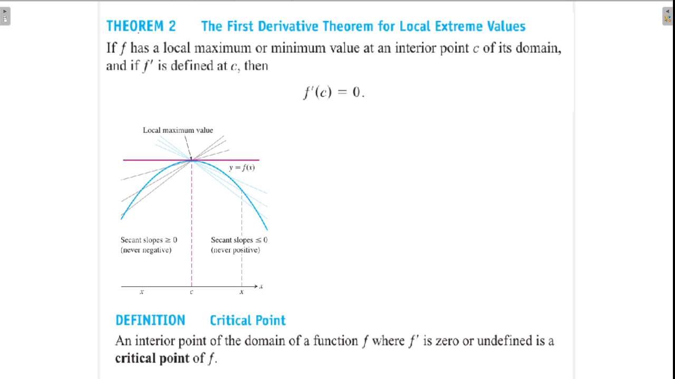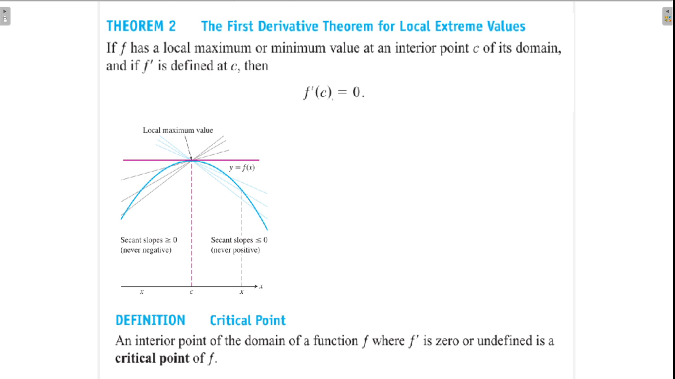Today we discuss the rest of section 4.1. We start discussing theorem 2, the first derivative theorem for local extreme values. If f has a local maximum or minimum at an interior point C of its domain, and if f dash is defined at C, that means f is a differentiable function and it attains the extreme value, either maximum or minimum at C, then the derivative at that point is always 0.